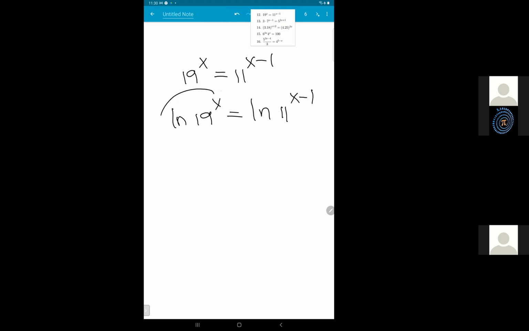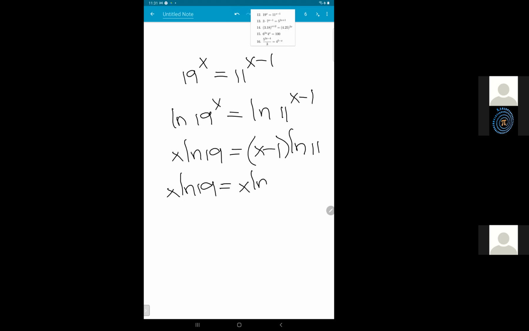And then you can bring down the exponents. x ln 19 equals x minus 1 times ln 11. So distribute the ln 11. This is just a number. So you can distribute. So x ln 11 minus 1 ln 11. And then collect all terms with x on one side.